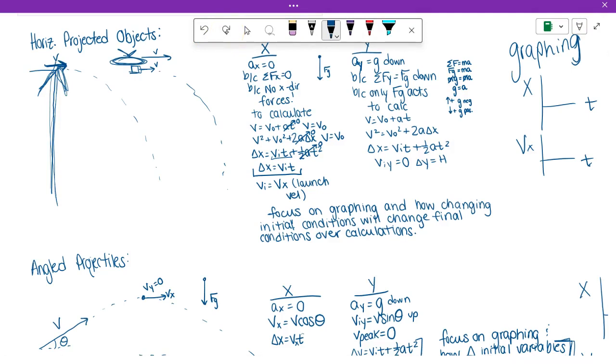Things like that, right? And remember, the time of flight is going to impact things in both the X and Y direction because time shows up in both X and Y direction equations. So time depends on the Y direction, but does impact the X direction. Okay. All right, so that's our focus for projectiles: focus on conceptual stuff over calculation. The end.